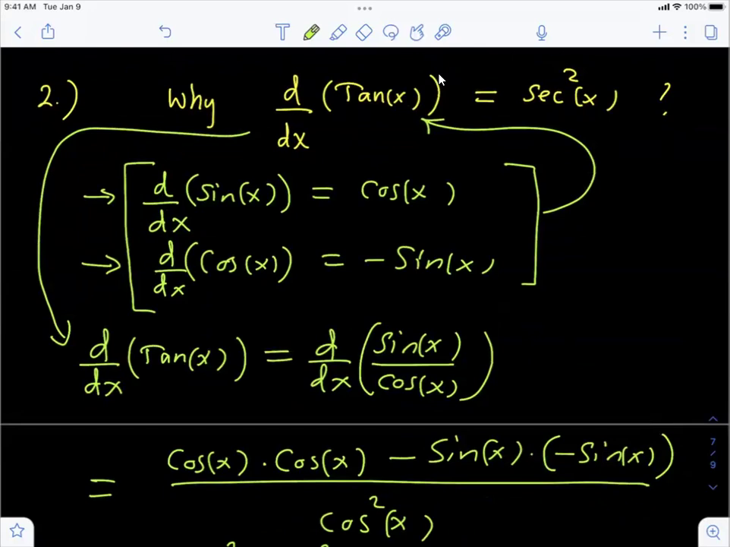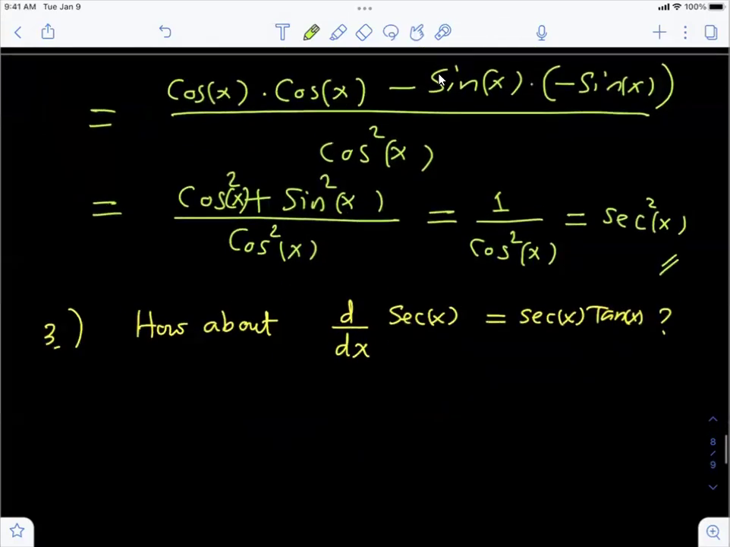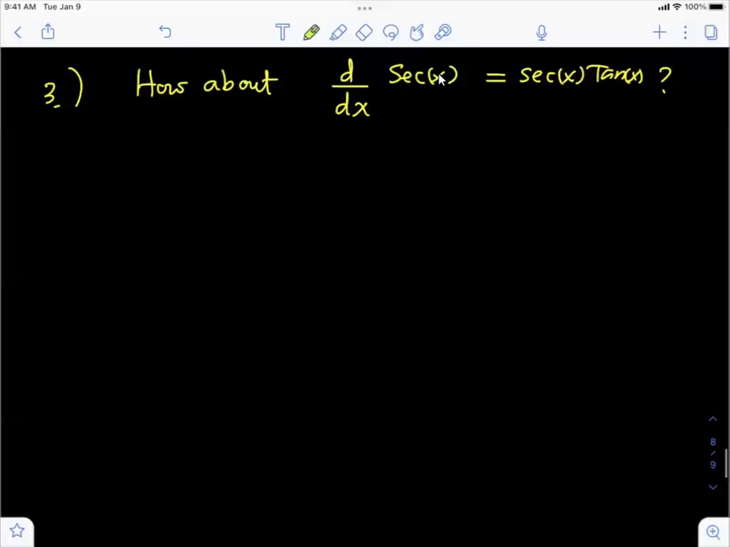So let's pretend that we prepared the derivative of sine and the derivative of cosine, and then how can we get to the derivative of tangent? It is nothing other than the quotient rule. And then one more attempt. What is the derivative of secant? Let's prepare this.